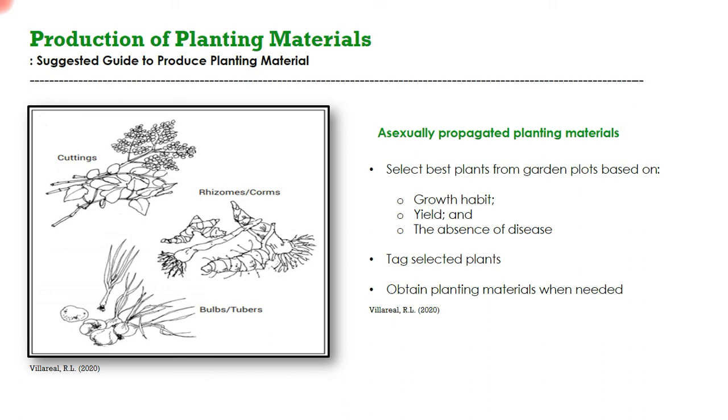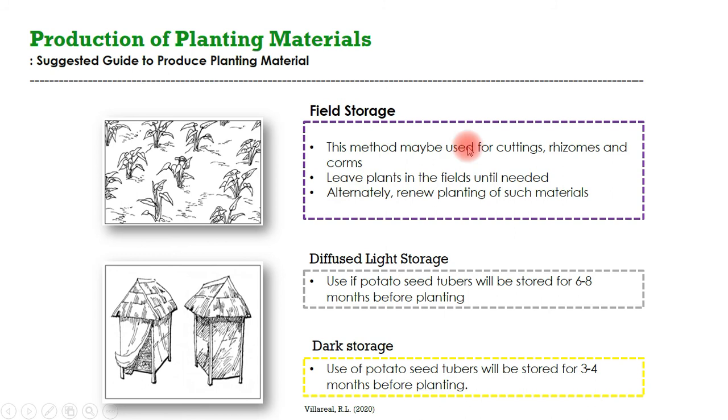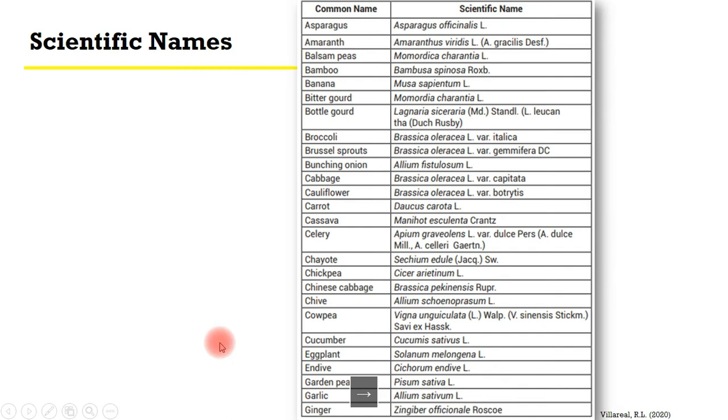For the storing of seeds, here are the procedures and the conditions. For the storing of bulbs and corms, here are the procedures and the suggested guide. For field storage, this method may be used for cuttings, rhizomes, and corms. Leave plants in the field until needed and alternately renew planting of such materials. You can also store your planting materials in diffuse light storage and in dark storage. So that's it.